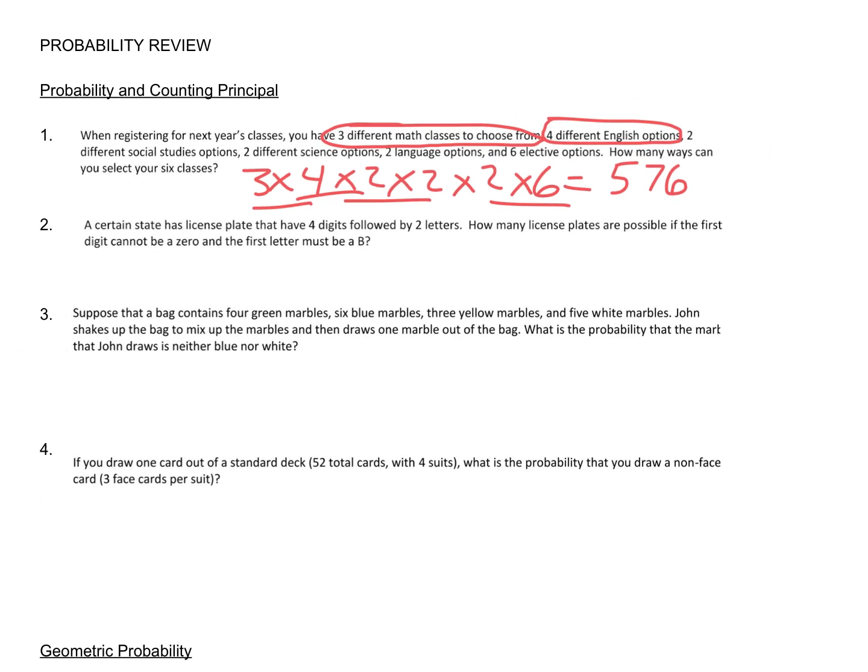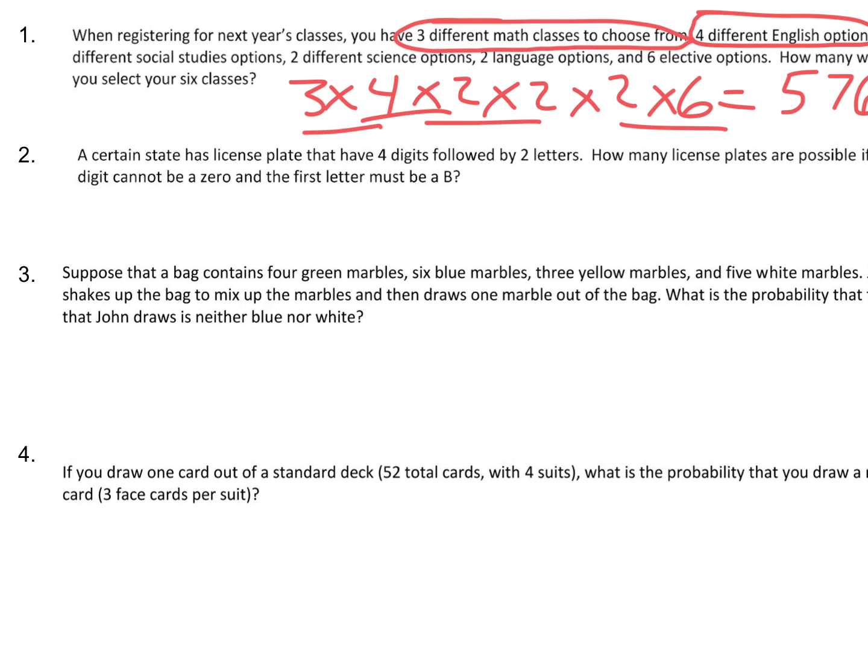All right. Next one is where you have a license plate. These have blanks. It says 4 digits followed by 2 letters. I'm going to make the letters a different color. Well, how many different digits are there? 10. And you multiply your choices again.